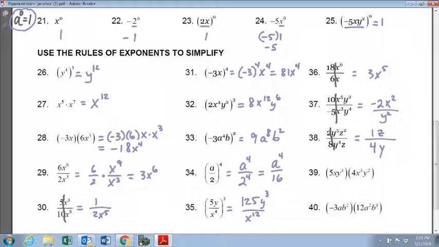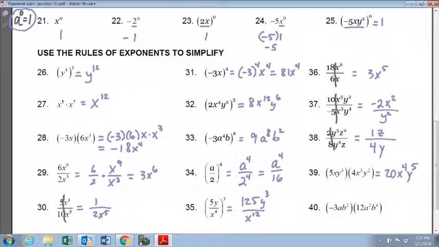Number 39. This is another one of those problems like 28. We're going to multiply our numbers. We get 20. X times x cubed, that would be x to the 4th. Y cubed times y squared. We're using the product rule. We're going to add our exponents.